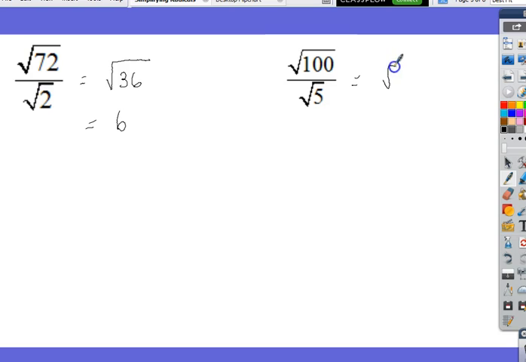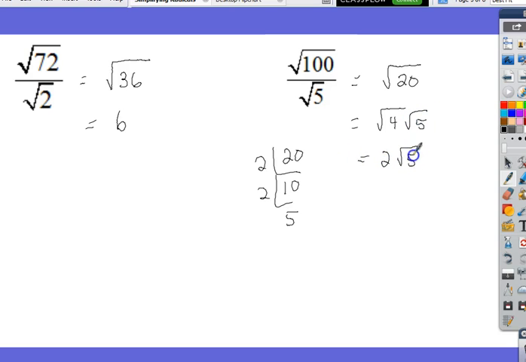This one, we're going to have to check and see if it can simplify. So I would do 20 and prime factor it: 2, 10, 2, 5. So that's 4 times 5, square root of 4 times square root of 5, which is 2 square root of 5. So that's the simplification of that one. All right. Is everybody okay with this?